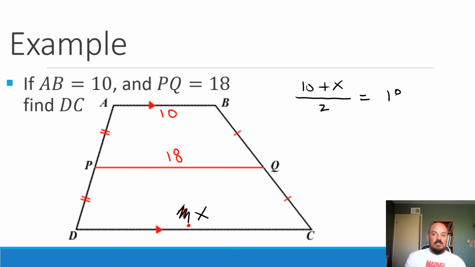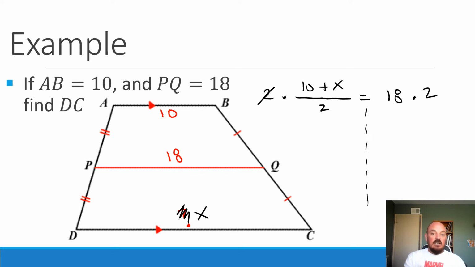Well, I already know that, it's 18. So here is my question that I want to solve for x. And x is going to be the answer to the question because x is DC. That's what we're trying to find. So first of all, to solve this, I want to cancel out that 2 from the denominator. Over 2 means divided by 2, and you cancel out dividing by multiplying. So I'm going to multiply both sides of the equation by 2. Times 2 on both sides.